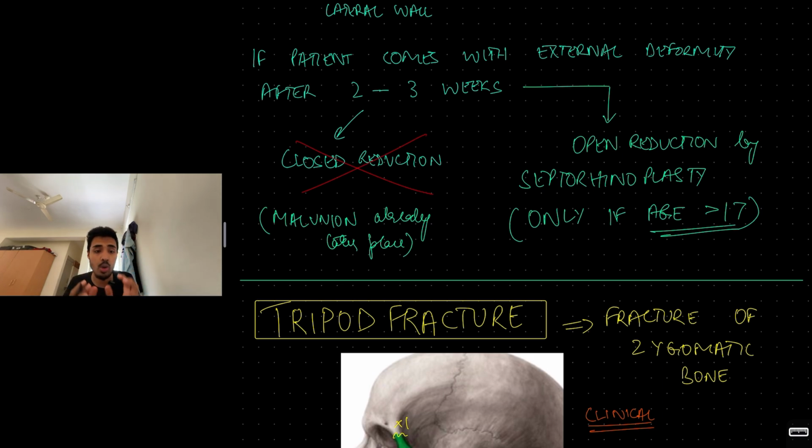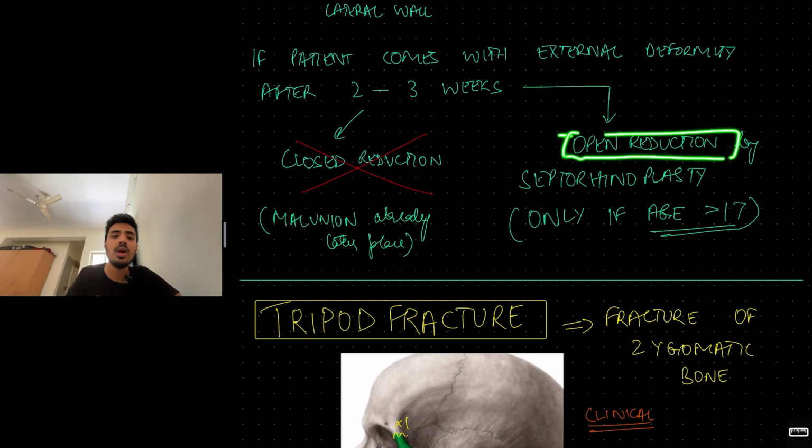The bones would have united in an improper way. So the deformity will not be corrected by close reduction. You cannot refracture and then again cause a realignment. So you cannot go for close reduction. If they come back after 2 to 3 weeks with external deformity, you have to go for open reduction. That is open reduction by septorhinoplasty.